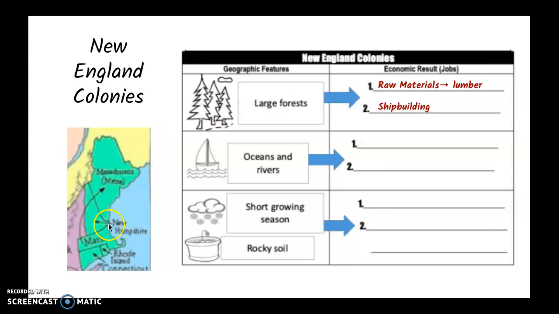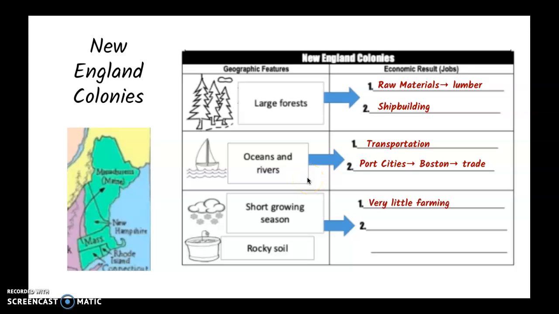If you look over here, there's a lot of coastline right here. It's great for building ships. Now, oceans and rivers, great for transportation. Also, port cities like Boston, test question, and used for trade.